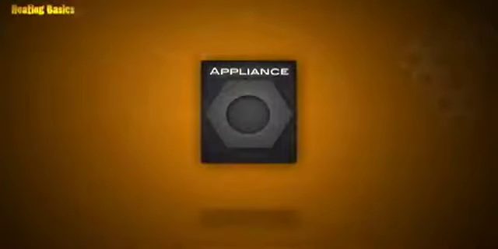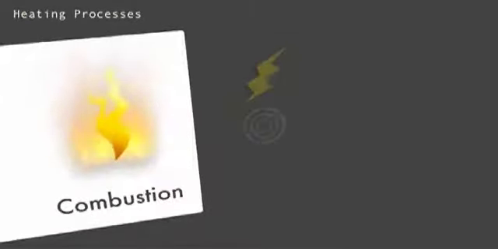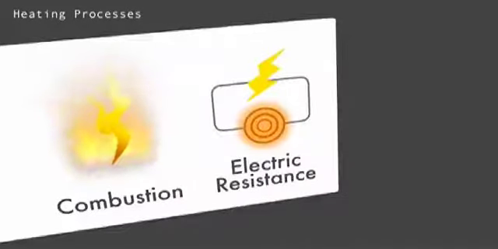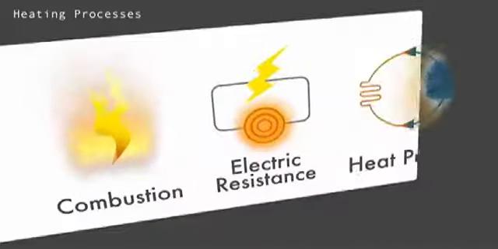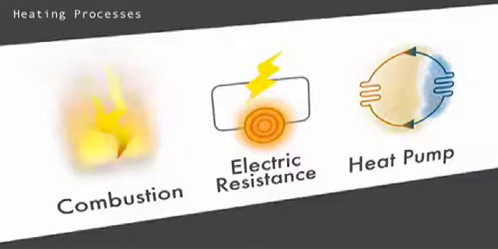This all starts with what we call the appliance. It represents all the different types of heating systems you already know of, plus maybe a few types you may not be familiar with. The appliance generates heat, and depending on the design, it will typically utilize either the combustion process, electric resistance, or the refrigeration cycle, a heat pump.